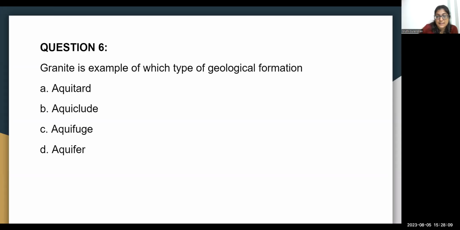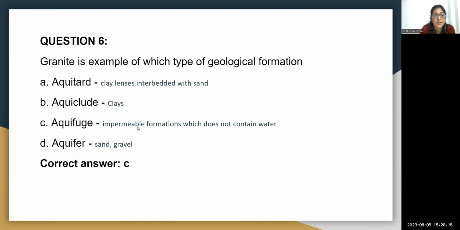Right, Vagisha, it is correct. Aquifuge. It's a very impermeable formation, so it comes under aquifuge. So let's also see some examples for the other formations.